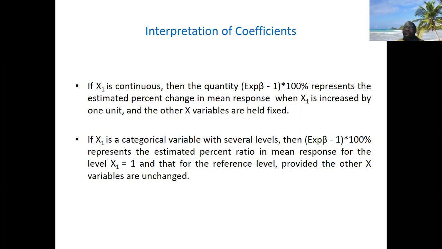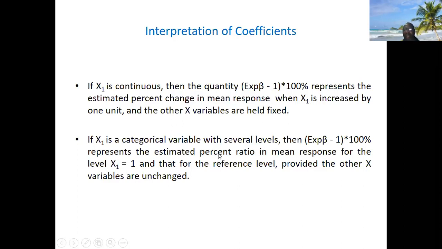If it is 1.6, for you to know what has changed, the percentage change, you remove 1 from 1.6, and it gives you 0.6. If you want to express 0.6 in percentage, just like the way we express proportions, that would be a 60% increase. So if x1 is a continuous variable, the quantity exponential of beta minus 1, expressed in percentage, represents the estimated percentage change in mean response when x1 is increased by 1 unit and the other x variables are fixed.